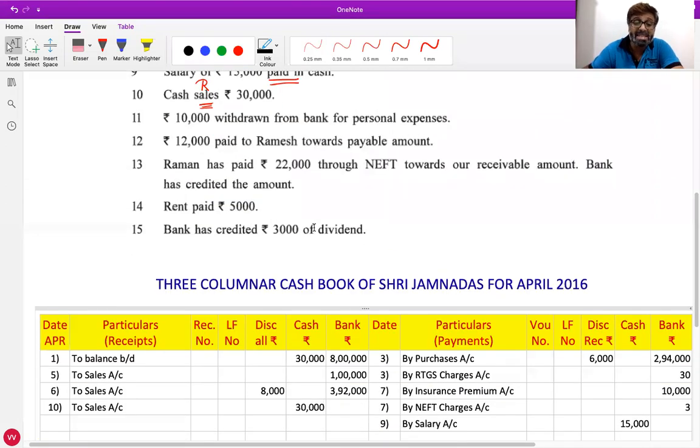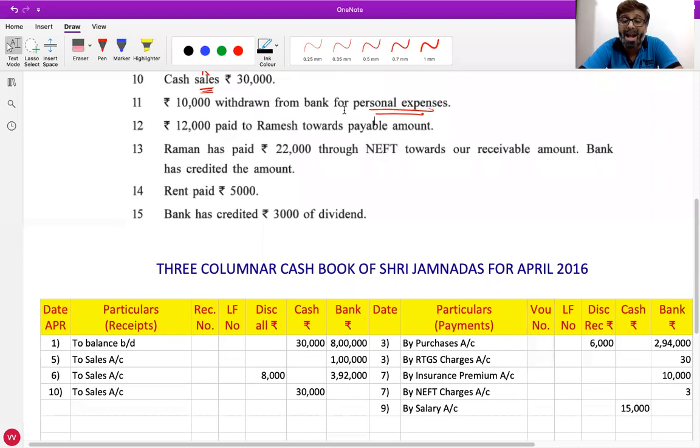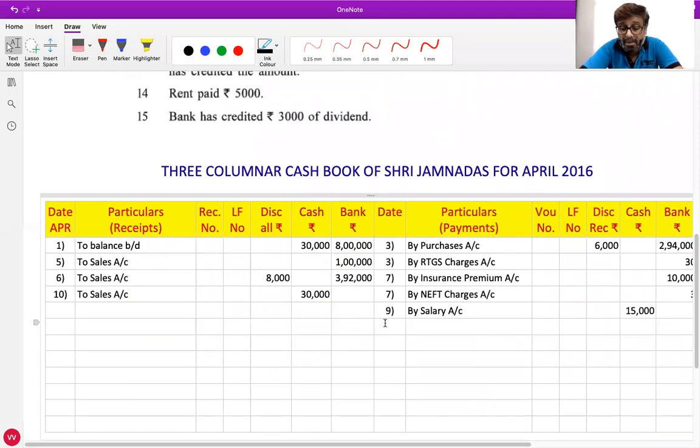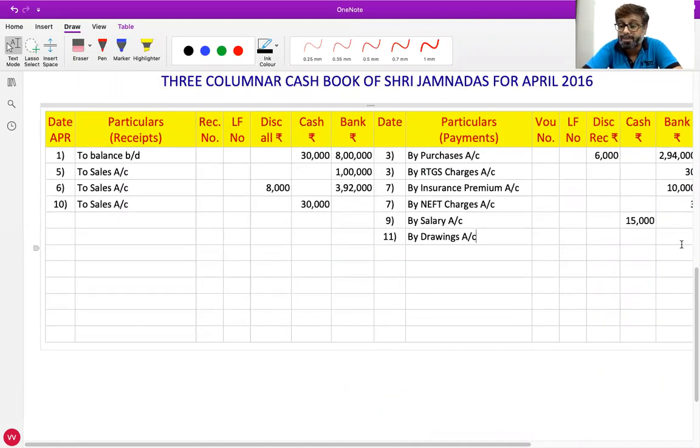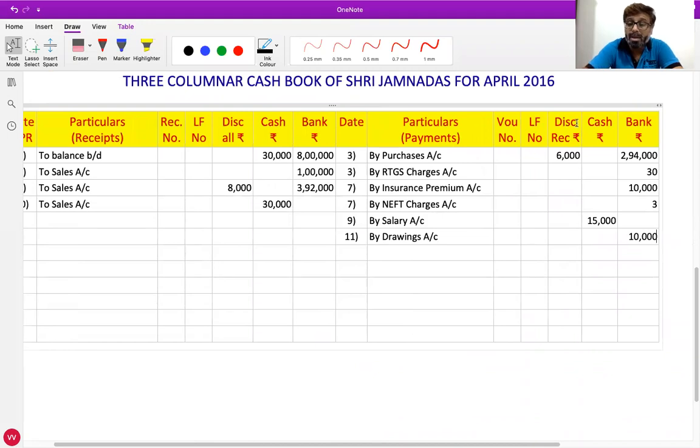Next, rupees 10,000 withdrawn from bank for personal expenses. So owner is the receiver, debit the receiver, drawings account debit. Personal expense means drawings account debit. Is that clear? Yes, sir. And withdrawn from bank, so bank is the giver, credit the giver, to bank account. To bank account means in the cash book we will write on the credit side in the bank column. Opposite account by drawings account. And the amount will come in the bank column, 10,000. Clear with this, everyone?